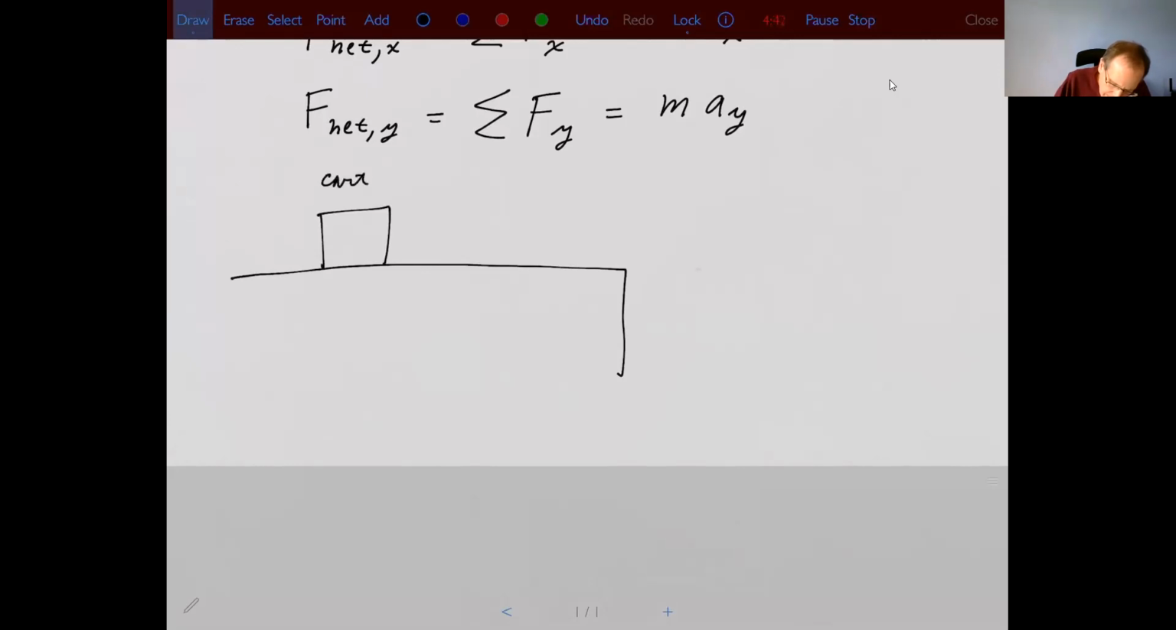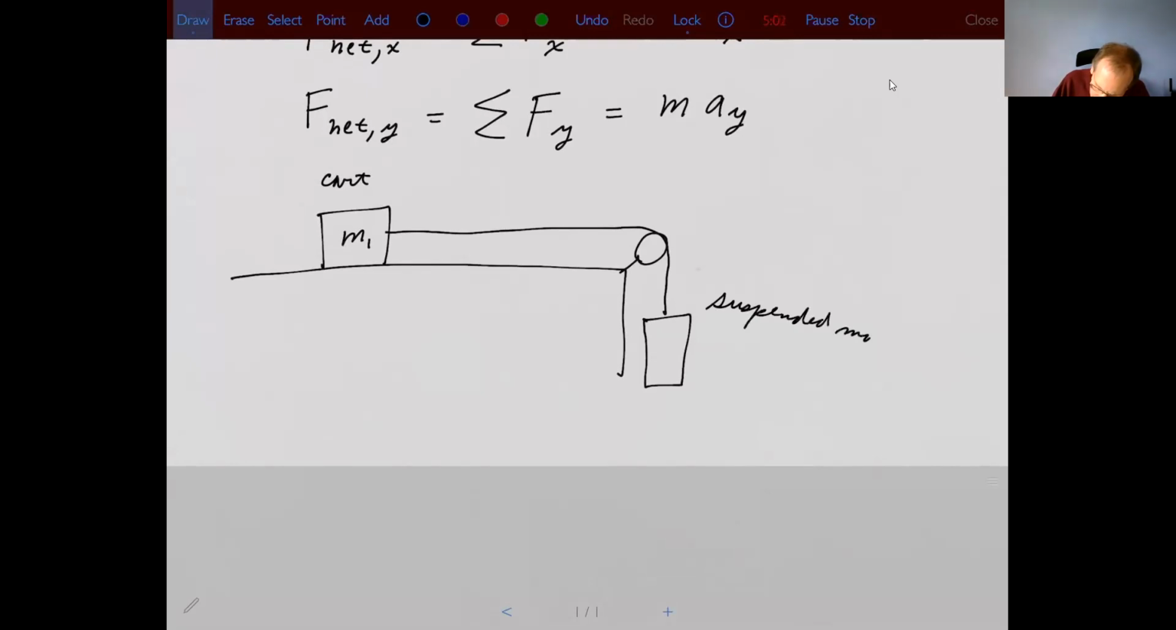It had a mass, say m1, and there was a pulley, say right there. There was a string that connected the cart. It went over the pulley, and then we had a suspended mass. And that had a particular mass, which we called m2.